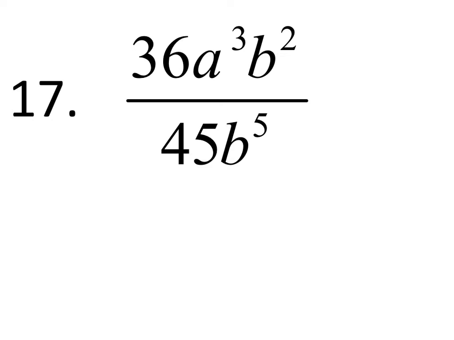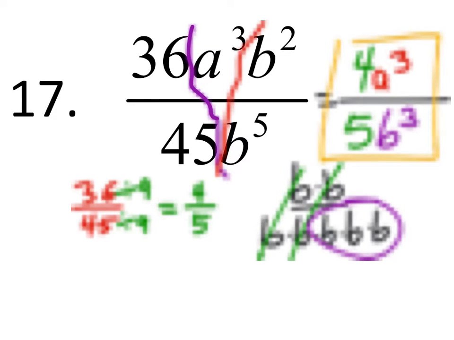Now this one has 2 letters. A's do not cancel out B's, and B's do not cancel out A's. So when we do this one, I kind of have to split it up into these parts, okay? The a cubed has nothing else to cancel with in the denominator anyways, so it's just going to stay. So let's look at 36 over 45.